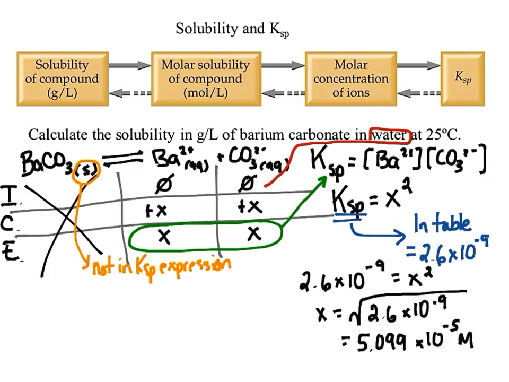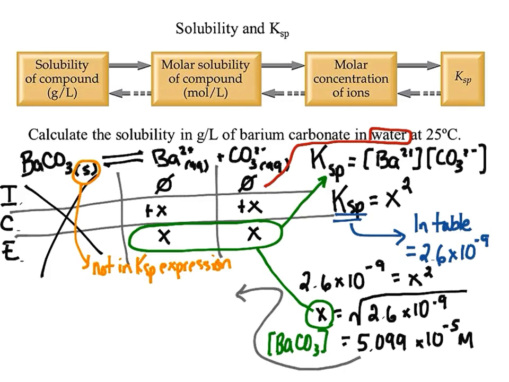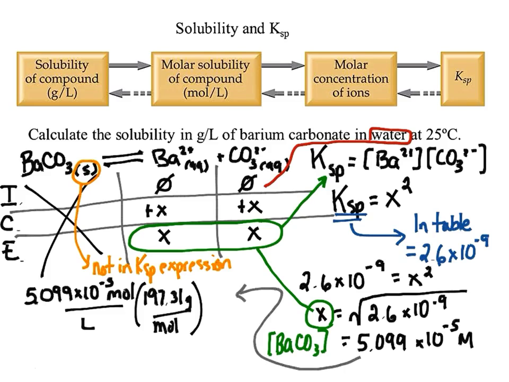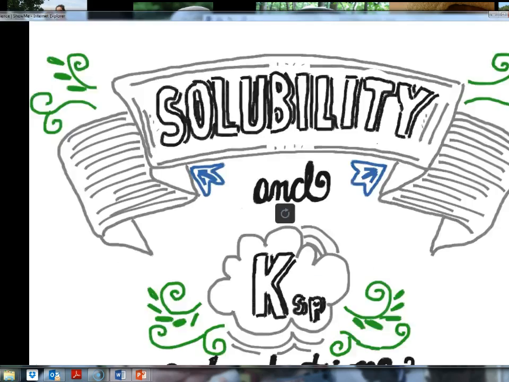So we'll take the square root of that, and that gives us 5.099 times 10 to the minus 5 moles per liter. We're going to convert that into grams per liter because that's what the problem is asking us for. So we need to multiply this by the molecular weight, which is 197.31 grams per mole. Moles cancel and you get grams per liter: 1.0 times 10 to the minus 2 grams per liter. 2 sig figs because the Ksp value we're given has 2 sig figs.